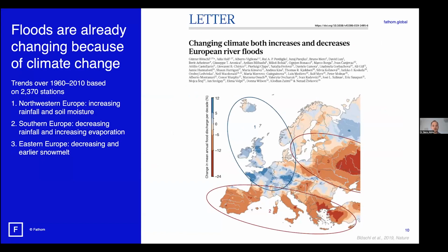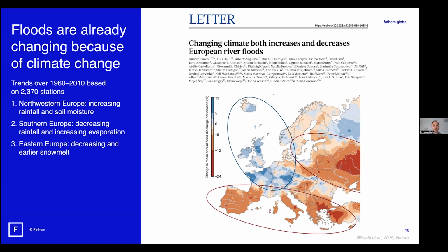And this is a nice example. It's a paper based on about 50 years of data and about 2,000 stations, flow gauges across Europe. And they show that climate change increases European river floods, as one would expect intuitively, but also decreases European river floods. And what they're doing is that they look at the change in the mean annual discharge per decade. So basically, they look at trends. And they show that there are different regions in Europe that respond differently to climate change.